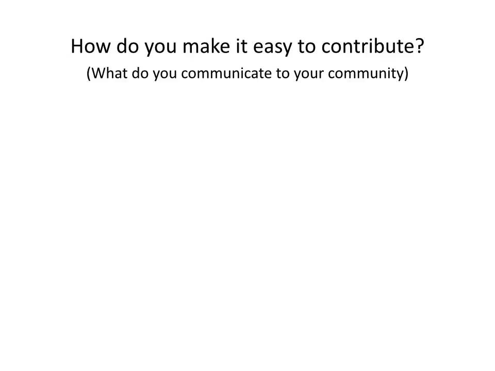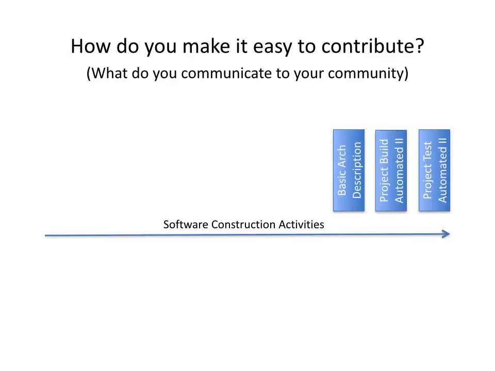How do you make it easy to contribute? So what are you going to communicate to your community? You've made it easy for developers to actually build something in their own world. Now, how do you get them to contribute it? So again, let's go back. Software construction activities. Do you have a basic architecture description? Everybody needs to know how these things hang together, whether it's a description of the tree, the MD file at the top of your Git repository on GitHub. It doesn't really matter, but is there a basic architectural description so that a developer can actually orient themselves?